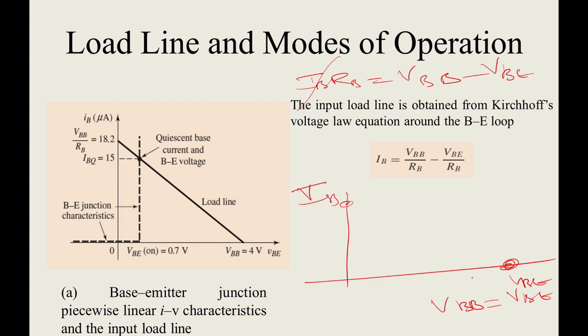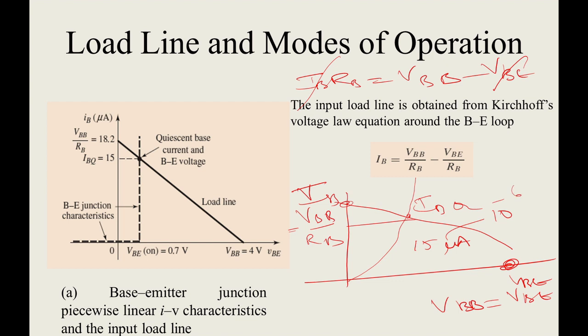Similarly, when I want to find the maximum IB, I consider VBE as 0. So the formula for finding IB is VBB divided by RB. You connect this upper point and lower point, and you already have the IBQ, so with that you can draw your load line. That's all, I hope you understood. The IBQ is 15 microamps, where micro is 10 to the power minus 6. I hope things are clear.